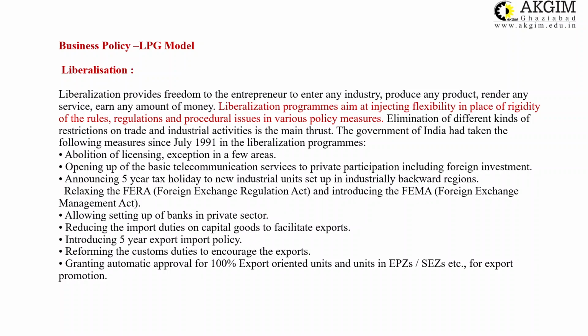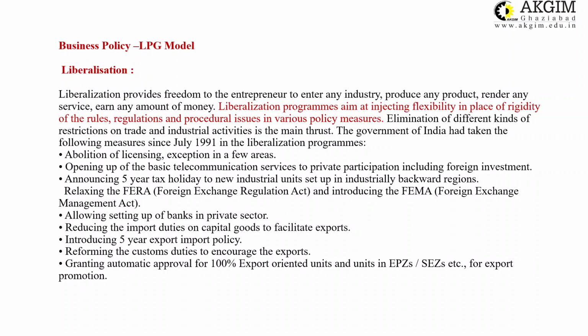When the government opened its economy, it started with liberalized policies in July 1991, and there were certain reforms that were part of the government policy at that time. For example, the government abolished licensing in various areas, to promote business and invite foreigners to come and invest in our country. Then there was the opening up of basic telecommunication services to private players. Earlier it was in the hands of the government only.